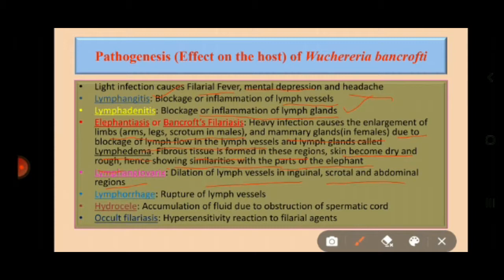This phenomenon is called lymphangiovarix. And lymphorrhage also results from rupturing of the lymph vessels. Hydrocele is nothing but accumulation of fluid due to obstruction of the spermatic cord, and a hypersensitivity reaction to filarial agents also results in some persons, which is called occult filariasis.